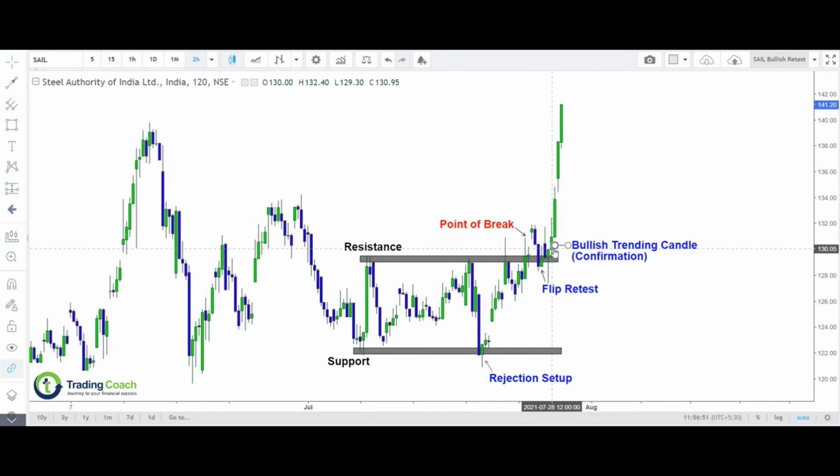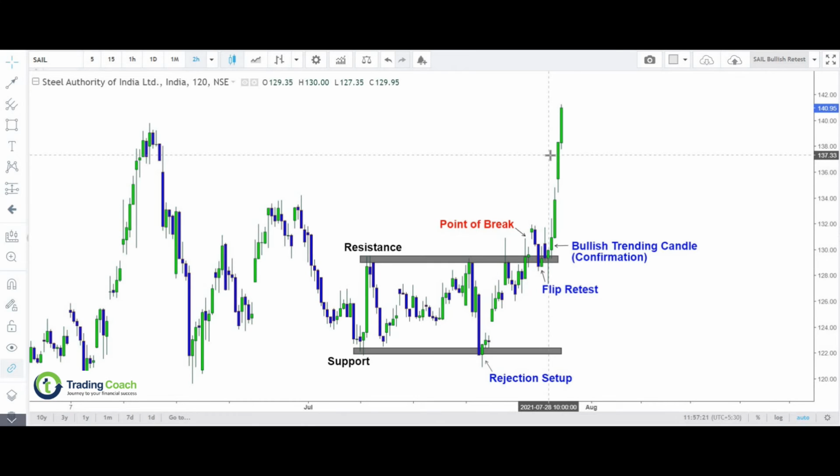So as I marked out here, this is the bullish trending candle, and this particular bullish trending candle is giving us a confirmation that buyers have taken over this particular price level. The buyers have won at this particular level. So I can take my entry right after this bullish trending candle. I can keep my stop loss just below this particular wick you can see here, and my target can be at the upcoming support or resistance level. Alright.